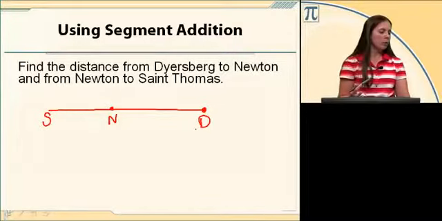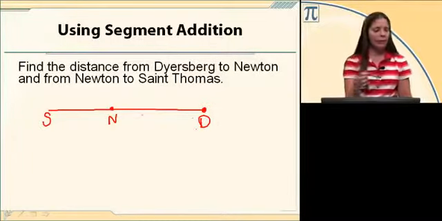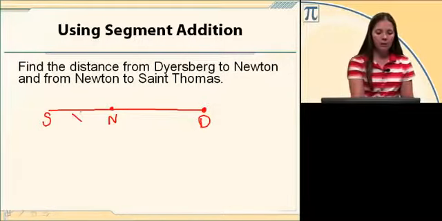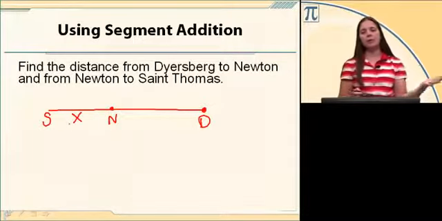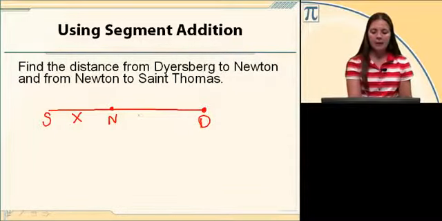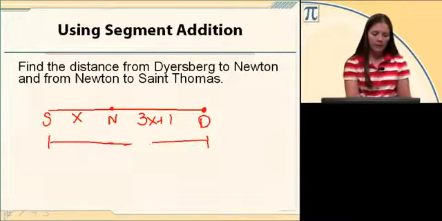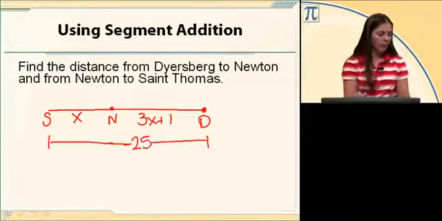One of our clues said that Newton to Dyersburg is 1 more than 3 times the distance from St. Thomas to Newton. So I'm going to say St. Thomas to Newton is x. And if from Newton to Dyersburg it's 1 more than 3 times x, I can say that it is 3x plus 1. It also told us that the distance from St. Thomas all the way to Dyersburg is 25 miles.